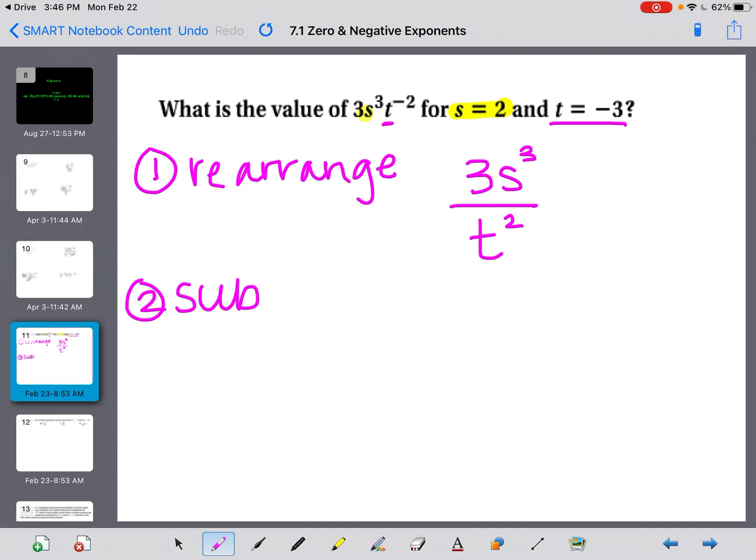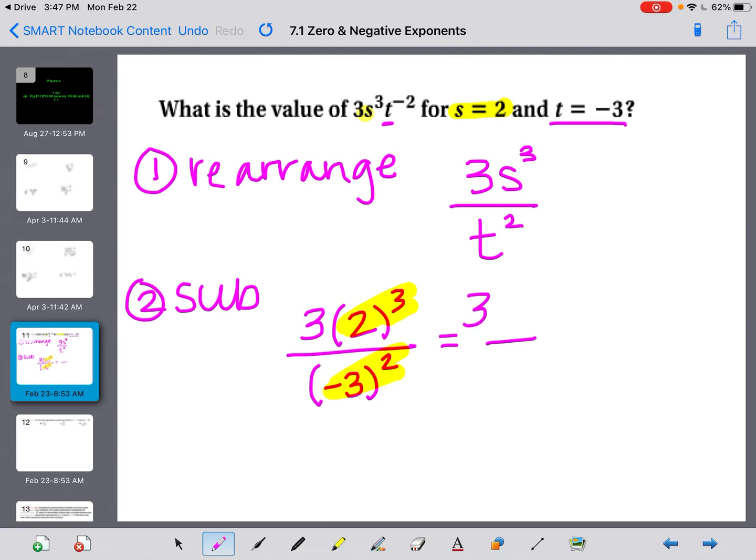Okay, so that means on the top I have 3 times 2 to the third. On the bottom I have -3 to the second. Okay, if I'm following order of operations, I have to do my exponents first. So I will be left with 3 times 8. And on the bottom, I have a 9. Then I'm going to multiply to get 24 over 9.